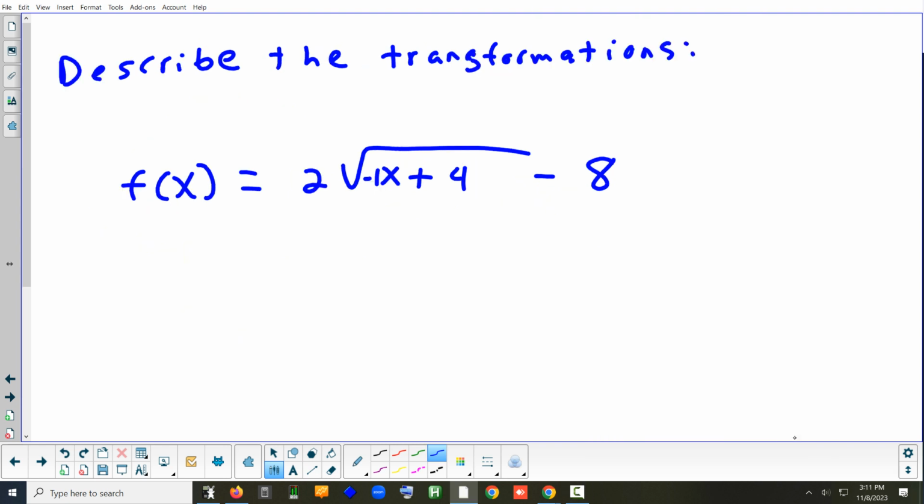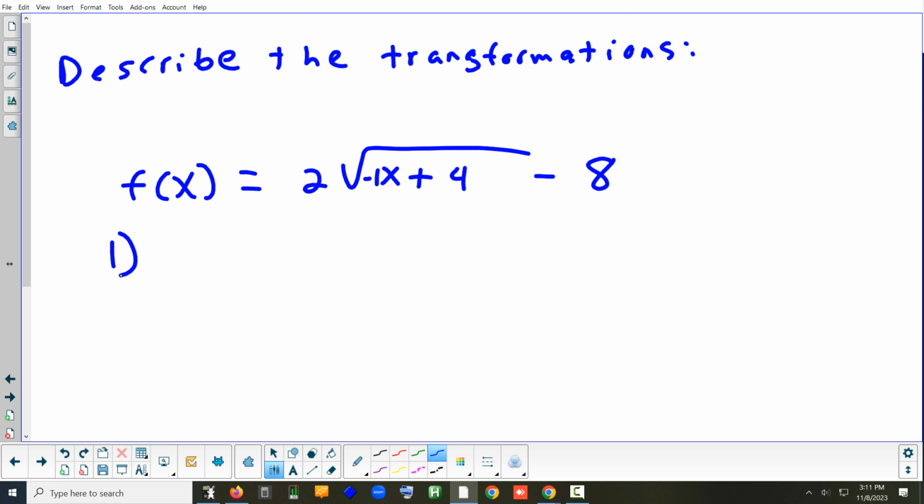Okay, so this one's going to be describing the transformations of a radical. If we were doing it for an exponential, it would be the same basic thing. First thing I like to figure out is how many transformations I think I have. Okay, so what do you guys think? How many transformations there are? 4. Yeah, there are 4.